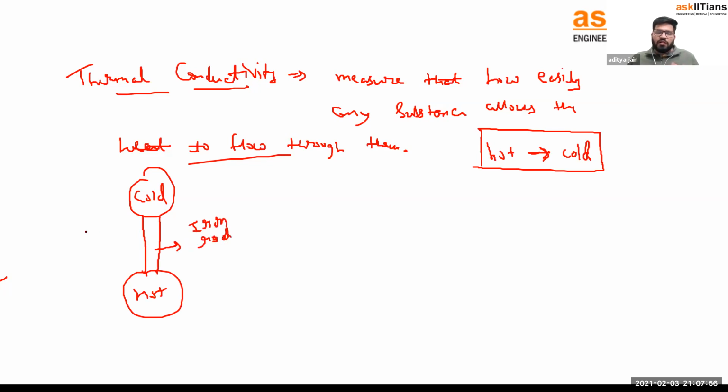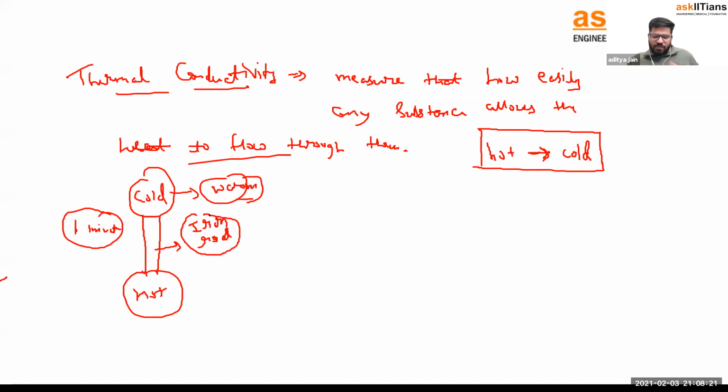So what will you observe after 1 minute? After 1 minute, you will observe this cold body will feel warm. If you touch your hand on the cold body after 1 minute, you will feel warm in your hands. So what is that warmness? That warmness was due to the transfer of heat from the hot body to the cold body through this iron rod.